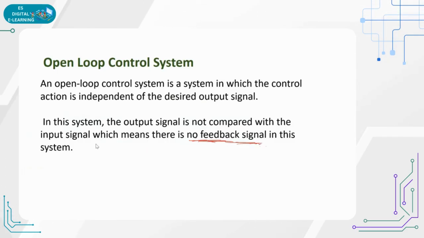Okay, so you can write down: open loop system, which controls the output by varying the input signal, but doesn't have a feedback signal in the system.